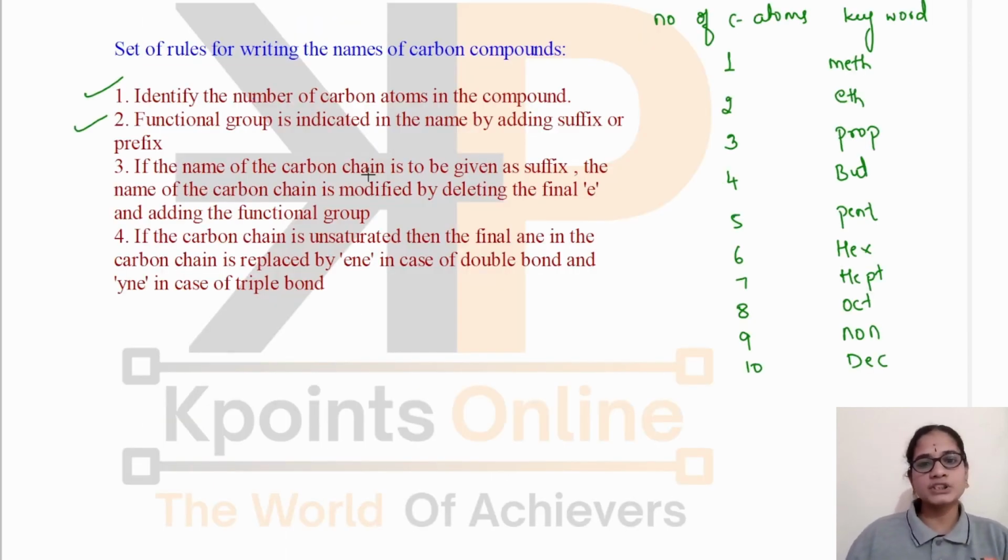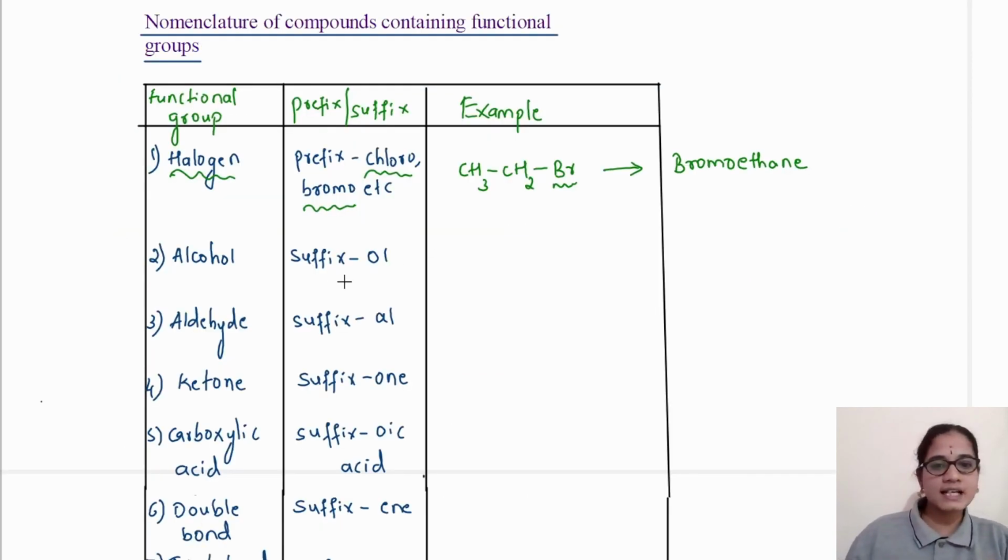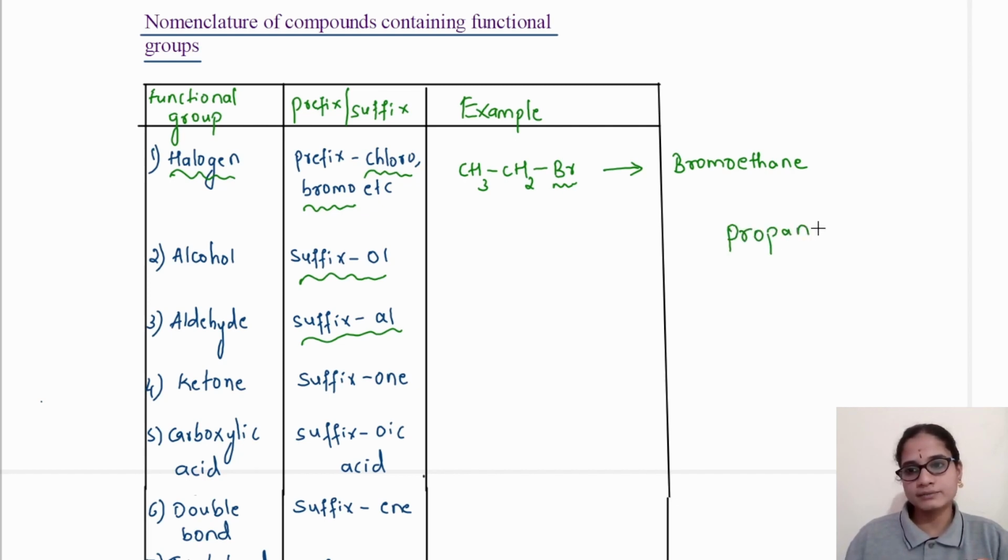And if the name of the carbon chain is to be given as a suffix, the name of the carbon chain is modified by deleting the final E and adding the functional group. See here, these are the suffixes which are used when the functional groups are alcohol, aldehyde, ketone, carboxylic acid, in this way. And while naming the normal hydrocarbon chain, if it is propane, yes, we want to name the compound that is alcohol. If this is alcohol, yes, this is alcohol. We have to name this compound.